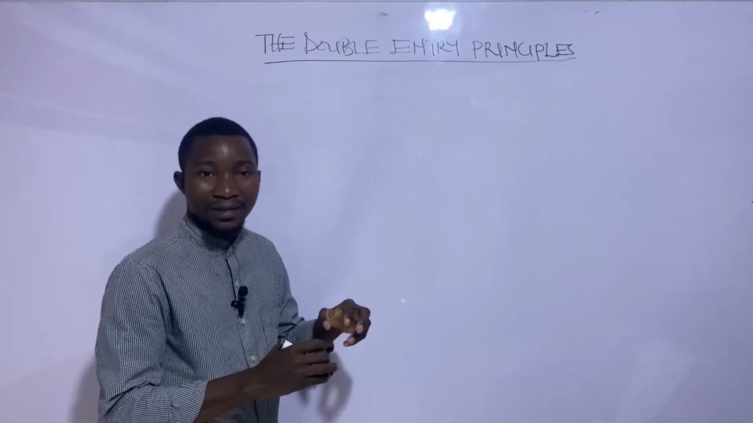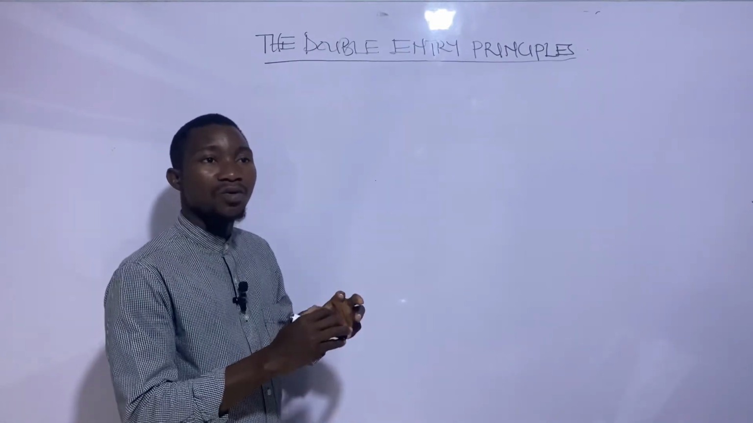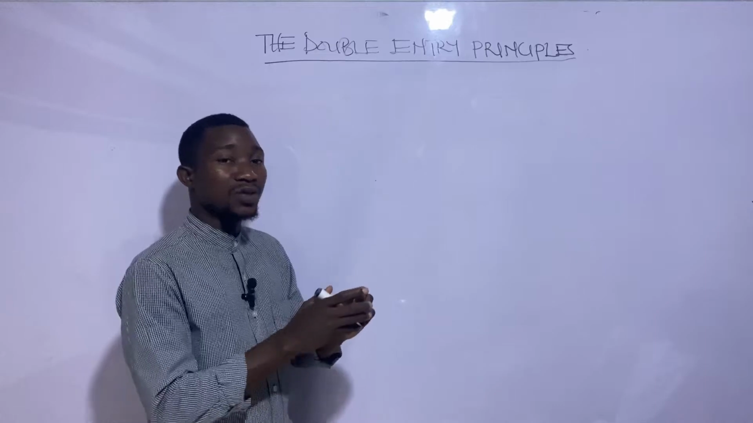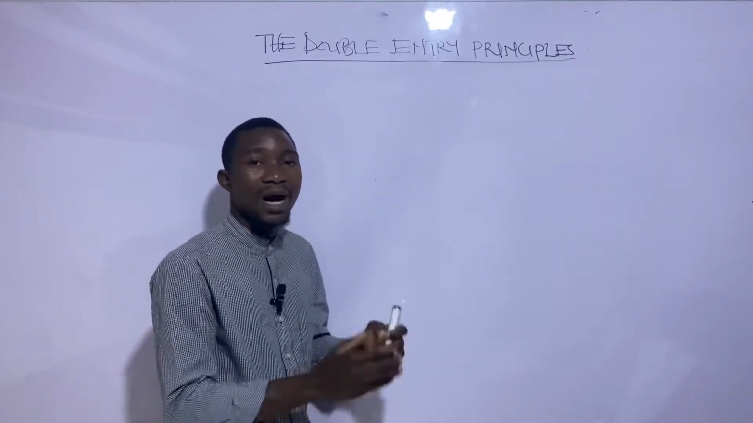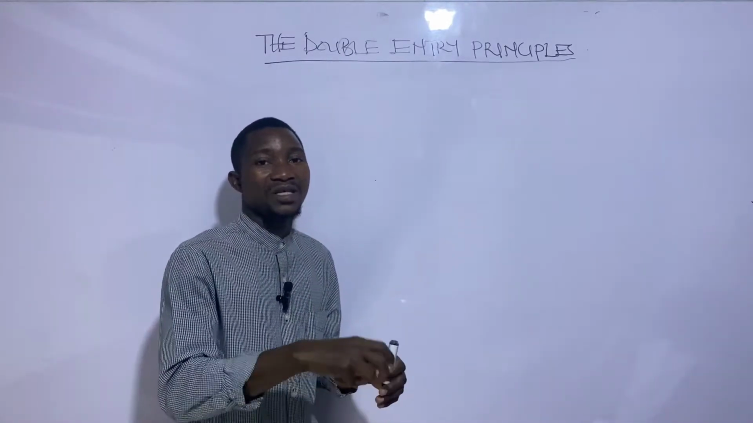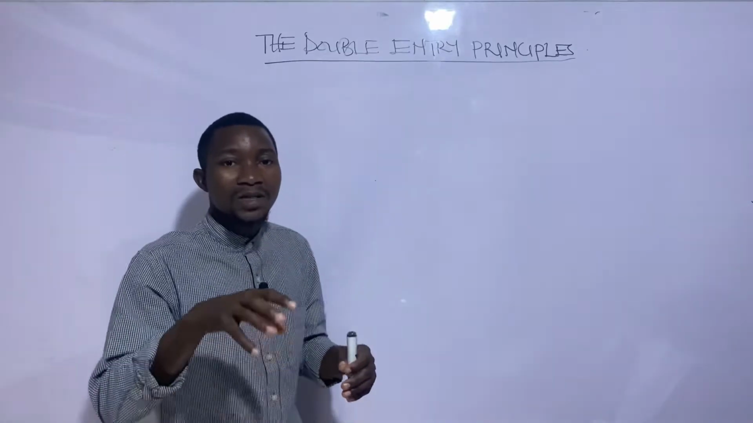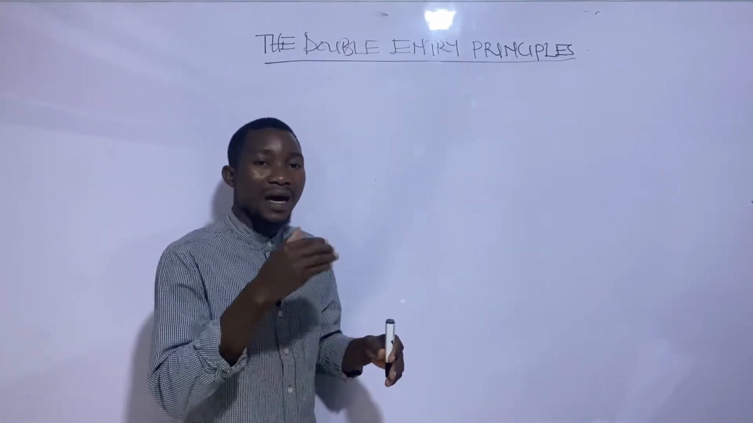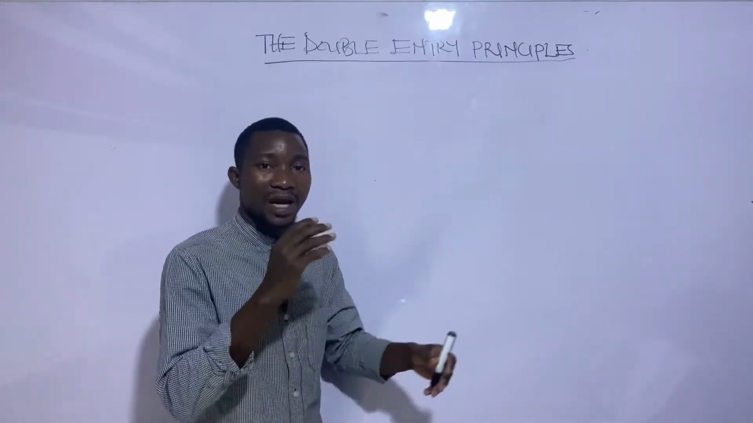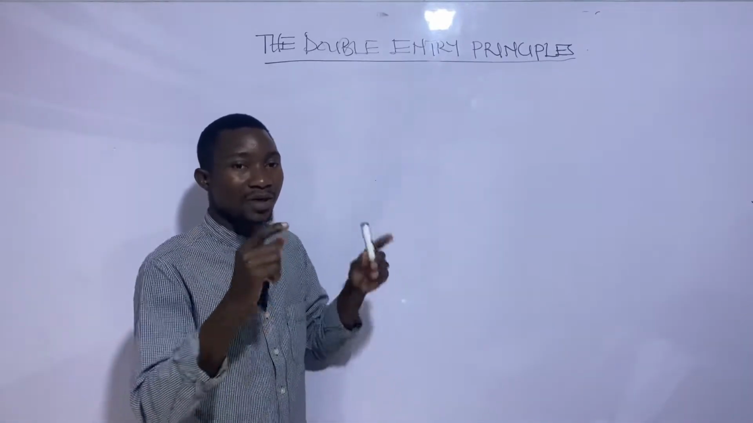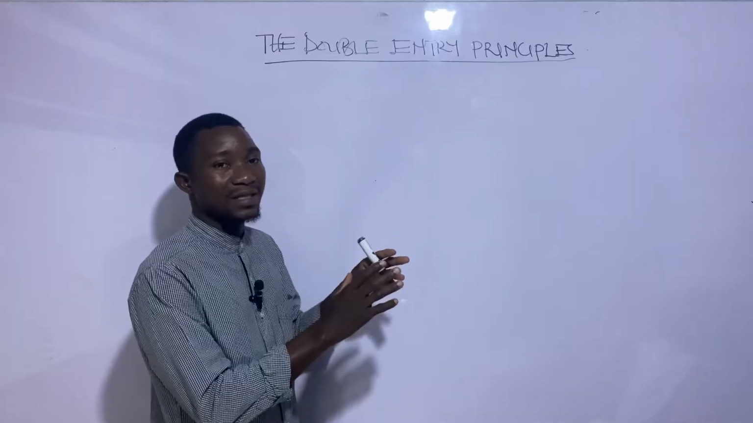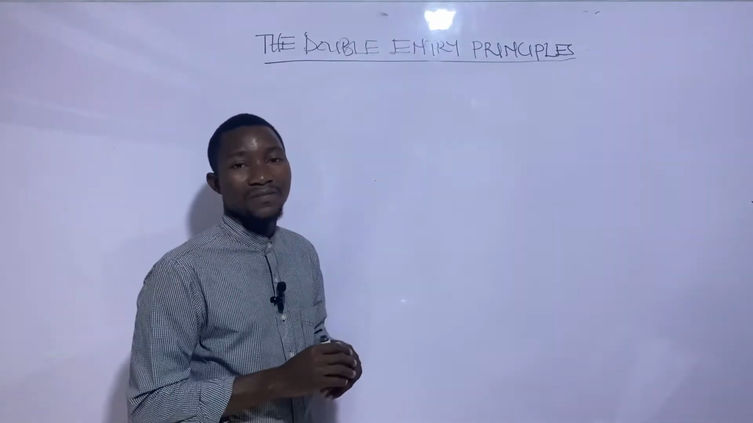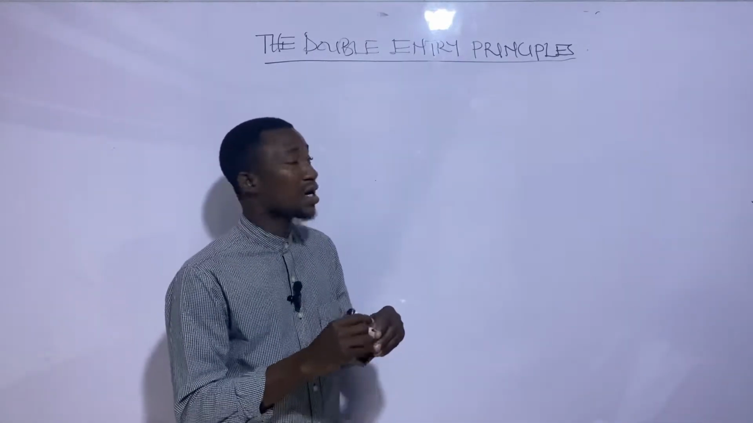First of all, we need to know the class of accounts, because this rule guides us on how to record financial transactions in the book of accounts. If you don't know your class of accounts, how will you know that I have to record this in this account and I have to record this in that account? So the first key term we have to look at is what is an account.